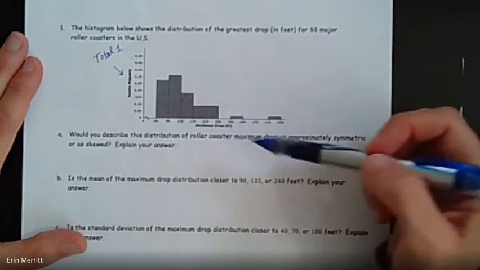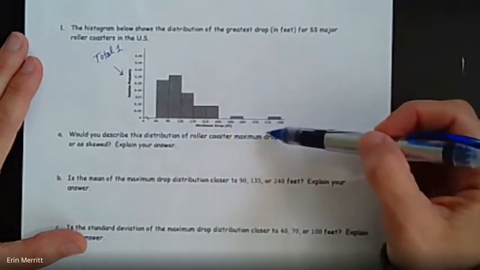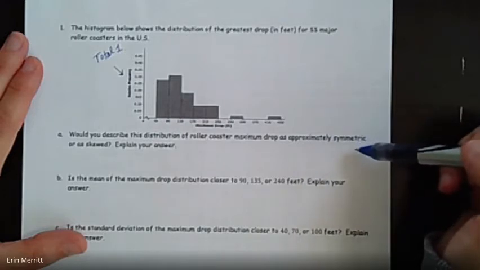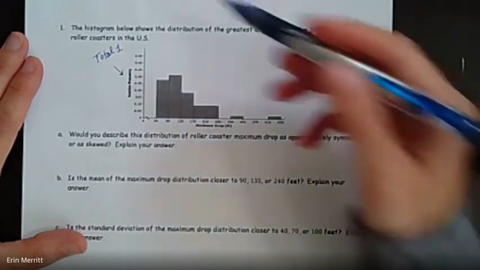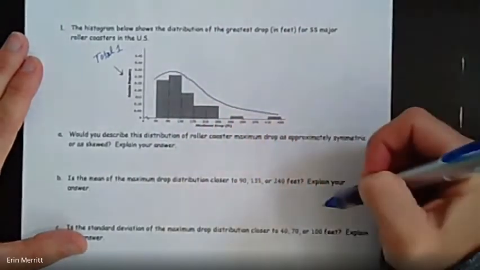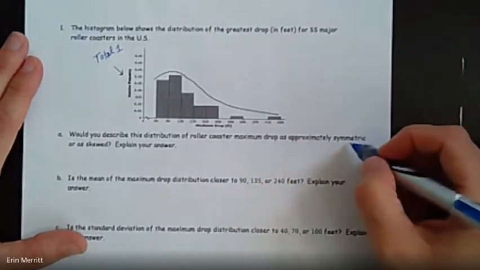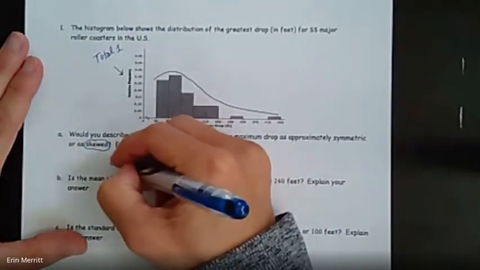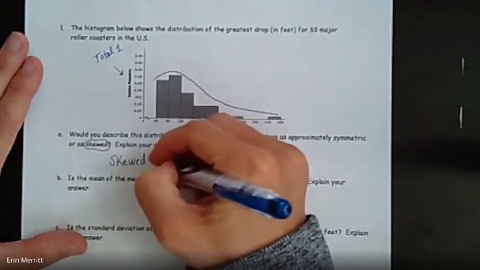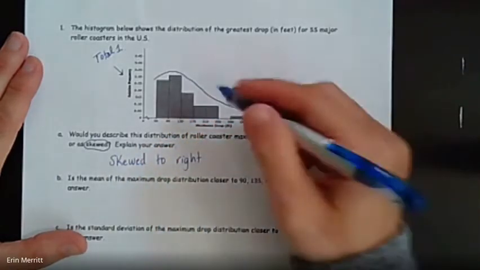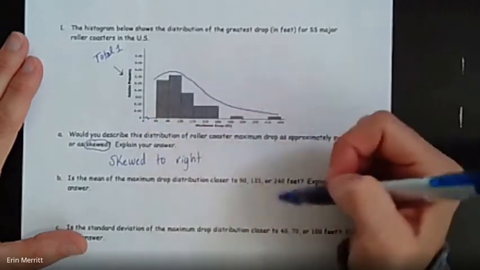So it says, would you describe the distribution of the roller coaster maximum drop as approximately symmetric or skewed? So if you trace over it, it's not all mounded in the center. If it was mounded in the center, we'd say symmetric. So in this case, we would say skewed. And more specifically, I would say skewed to the right, all right? Because there's more data off to the right of the highest peak, all right?